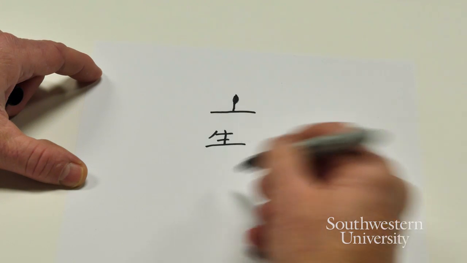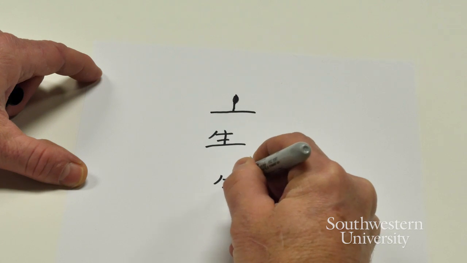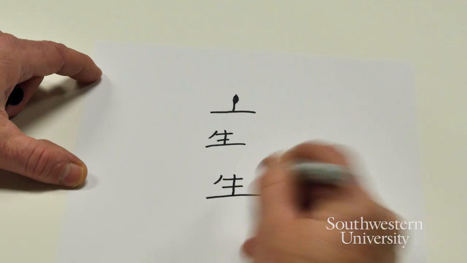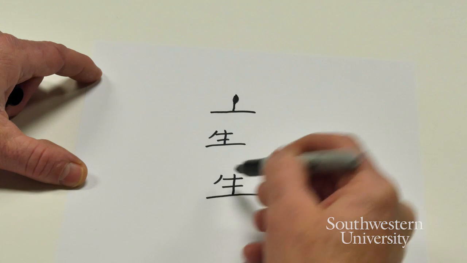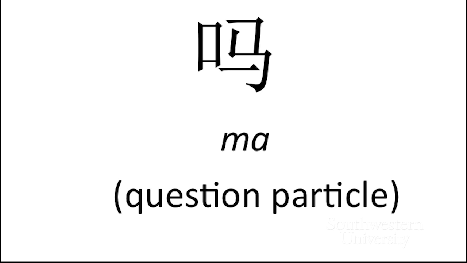So we'll write it again for the stroke order. Pie, hung, hung, shu, hung. Make sure you write this stroke before you write the last one so that you can put it on top of it. Sheng. Okay, so the next character is ma, which is just a question particle.